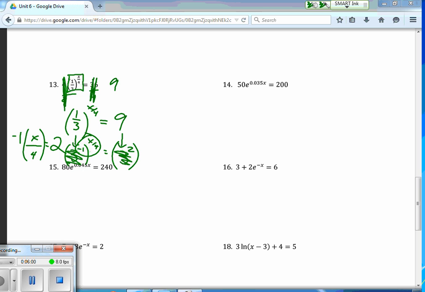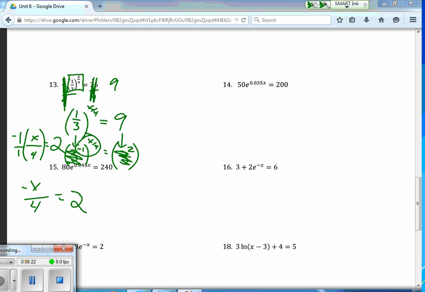Now, could you just put it on the bottom if you wanted? Yeah, but the mistake you could make is to put a negative on the top and the bottom, because then the negative is going to cancel, and then you won't have a negative. You're supposed to have one. If I put this over 1, that might make it clearer. Then it's negative x on the top. So it's negative x over 4 is equal to 2.